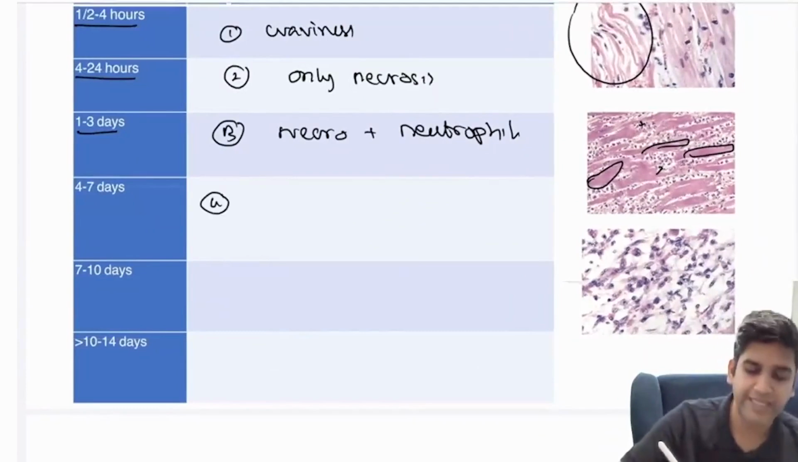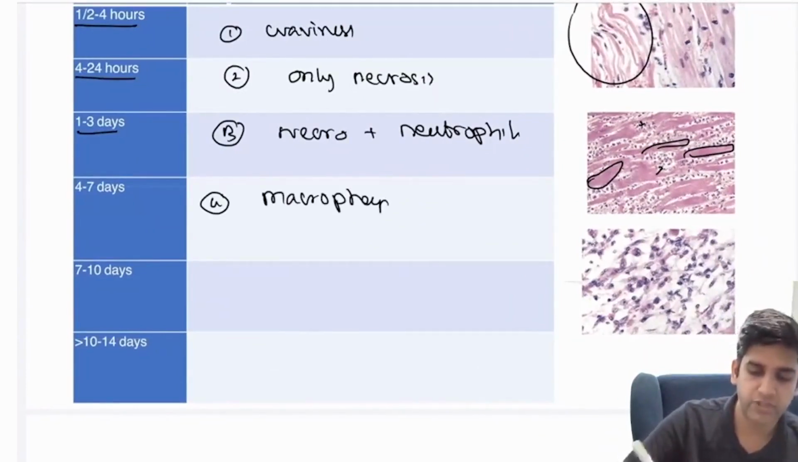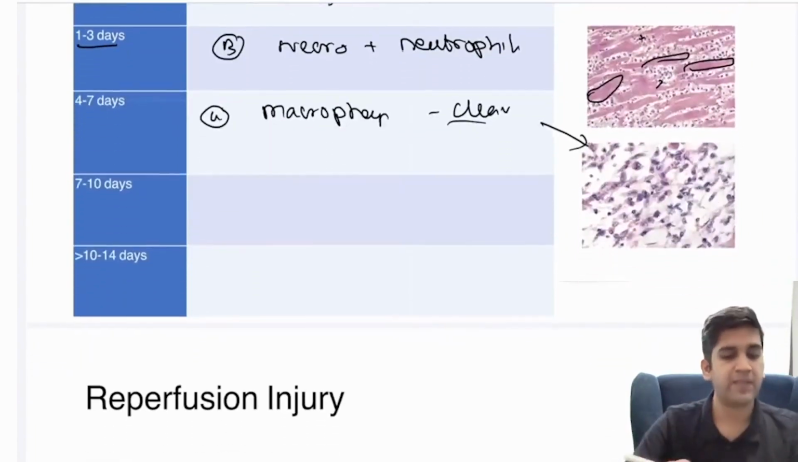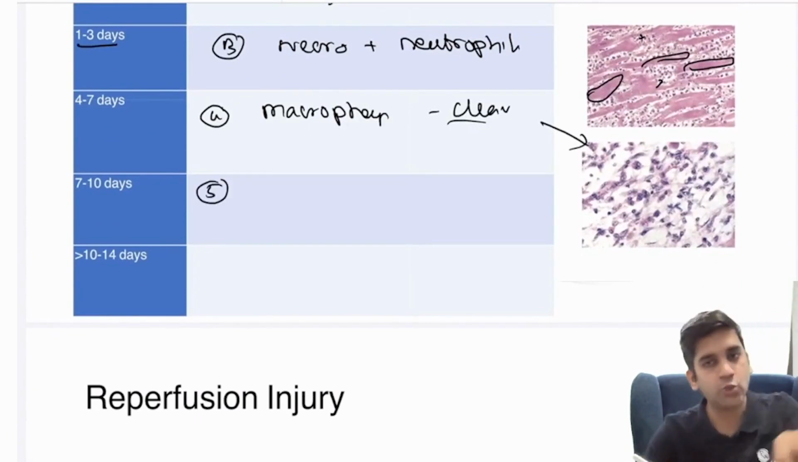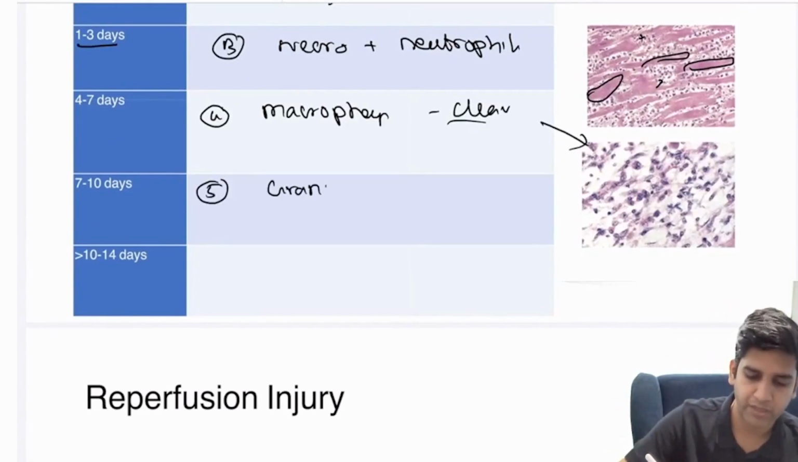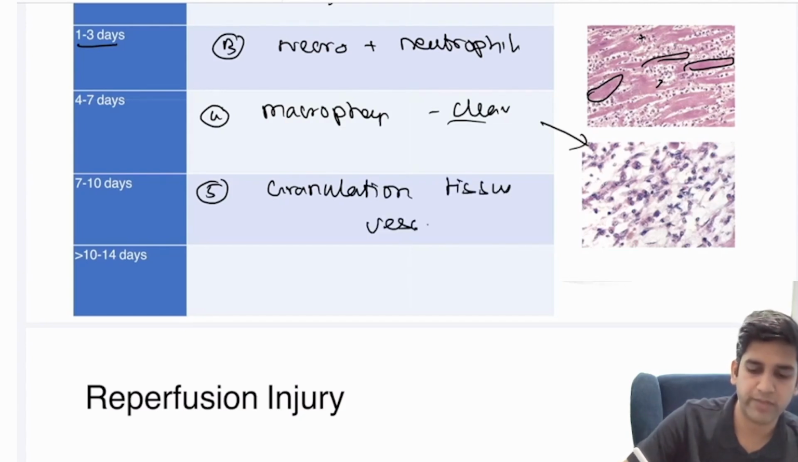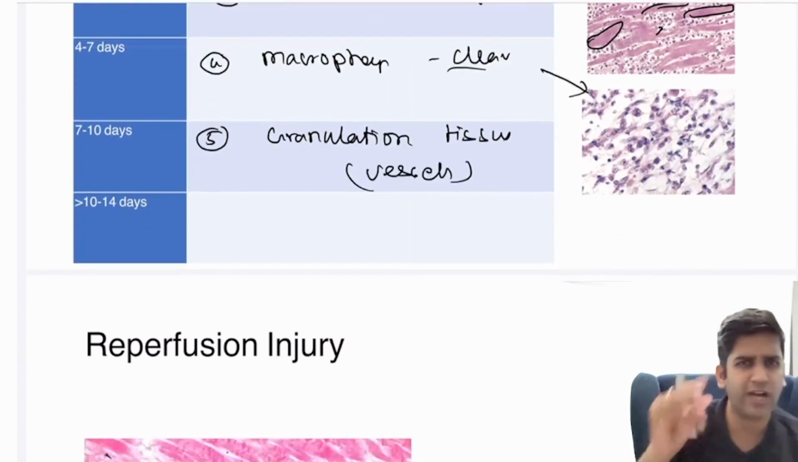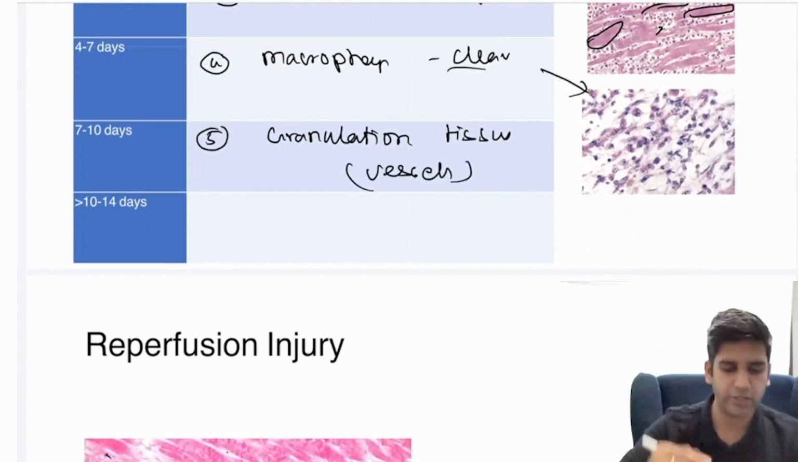4 to 7 days, the healing starts. So what will you have? Macrophages, and the macrophages will look clear. Macrophages are clear cells, right? That's 4 to 7 days. After macrophages, the healing slowly becomes a bit more consolidated. 7 to 10 days, you'll have granulation tissue. The easiest way to identify granulation tissue is vessels. You see lots of blood vessels in microscopy. Look for RBCs in circles. Blood vessels mean granulation tissue, right?